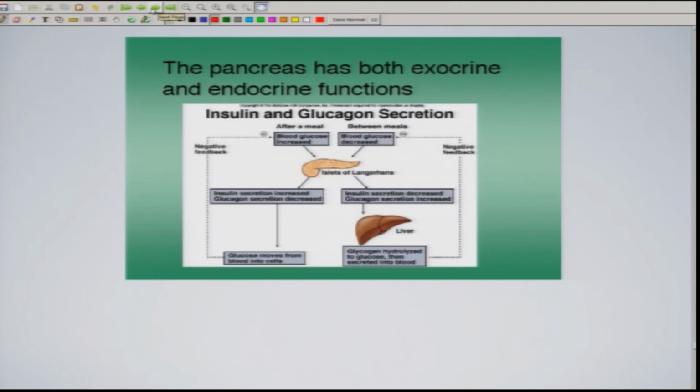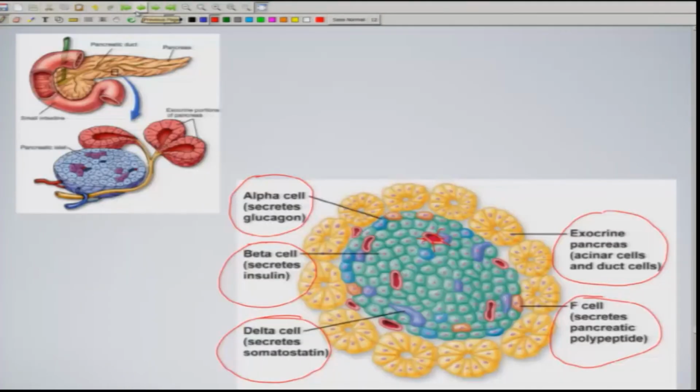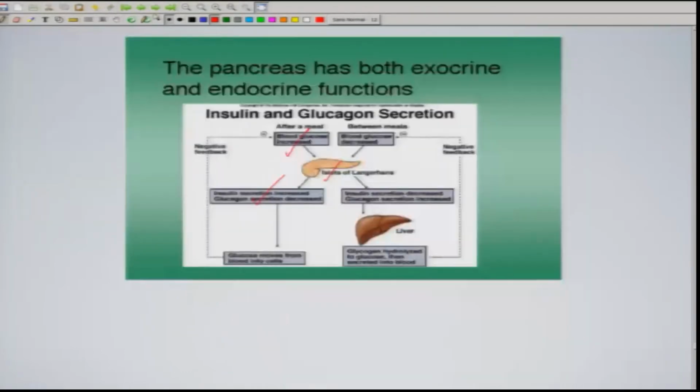That leads to a situation like diabetes, where you have to take extra insulin to ensure that function does happen. Now, insulin and glucagon secretion is a very interesting negative feedback loop. After a meal, the blood glucose increases. Islet of Langerhans cells secrete insulin. If you remember, the glucagon is coming from here. Alpha cells secrete glucagon and beta cells secrete insulin. So there is an opposite function. When glucagon is increasing, insulin will fall down. When insulin increases, glucagon will fall down. So insulin secretion increases, glucagon secretion decreases, and the glucose moves from the blood into the cells.